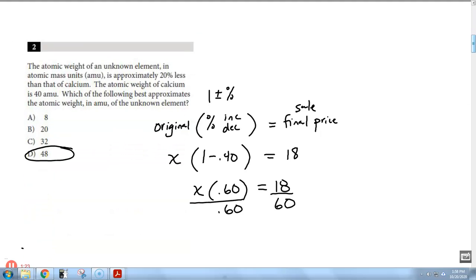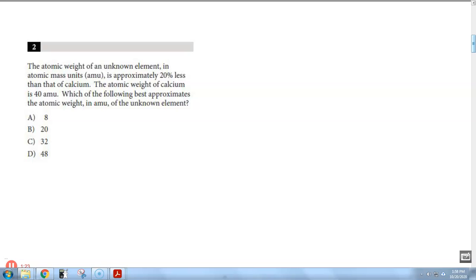The atomic weight of an unknown element. Let's just refer to that as X, I guess. It is approximately 20% less than calcium. So the unknown is 20% less than calcium. Well, how much is calcium? The atomic weight of calcium is 40.